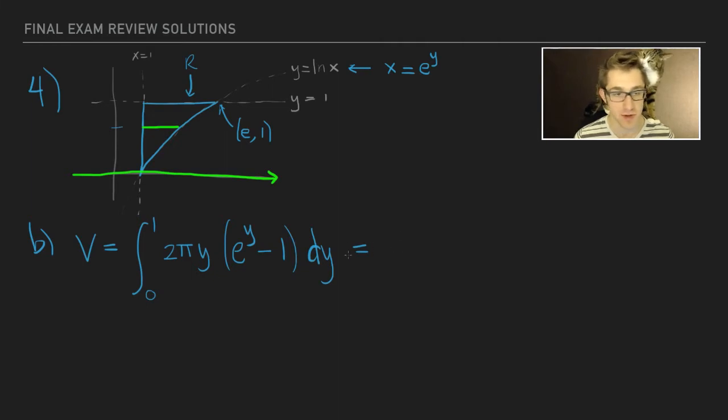I'm going to need to expand this a bit. I have 2 pi times the integral from 0 to 1 of y times e to the y minus y.